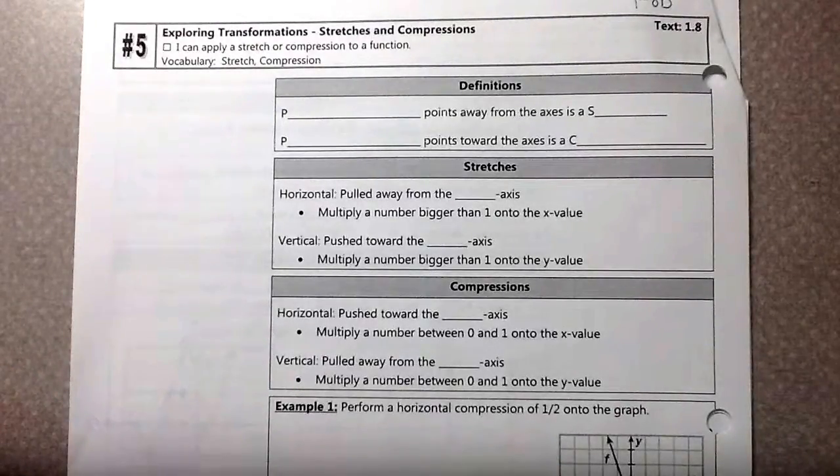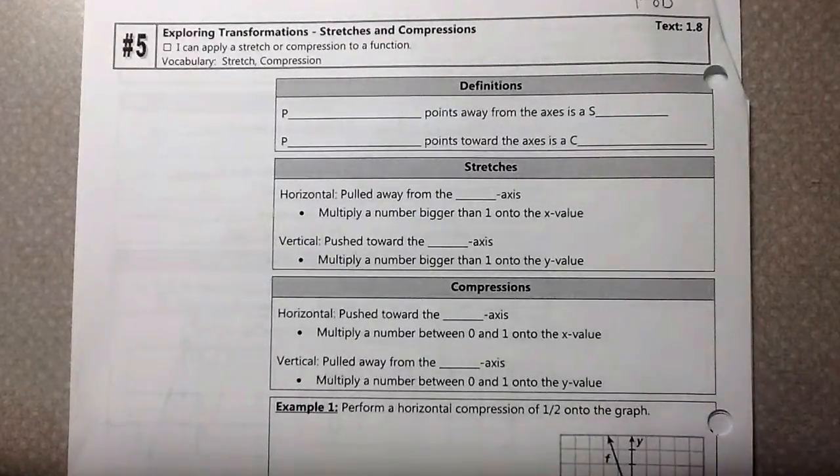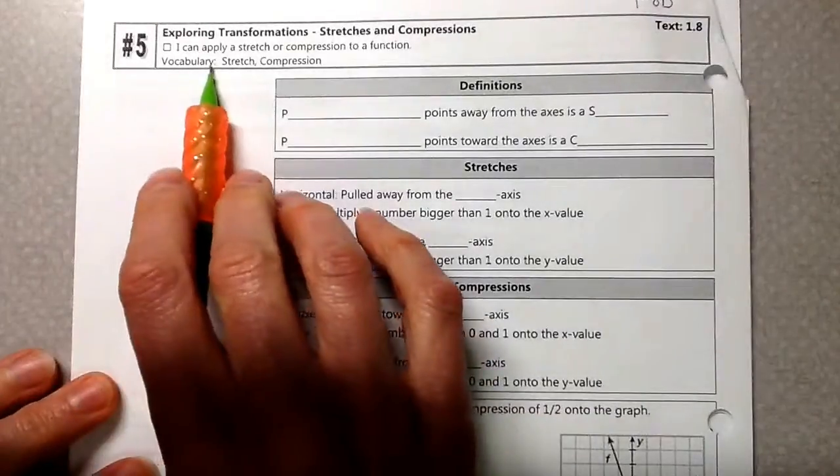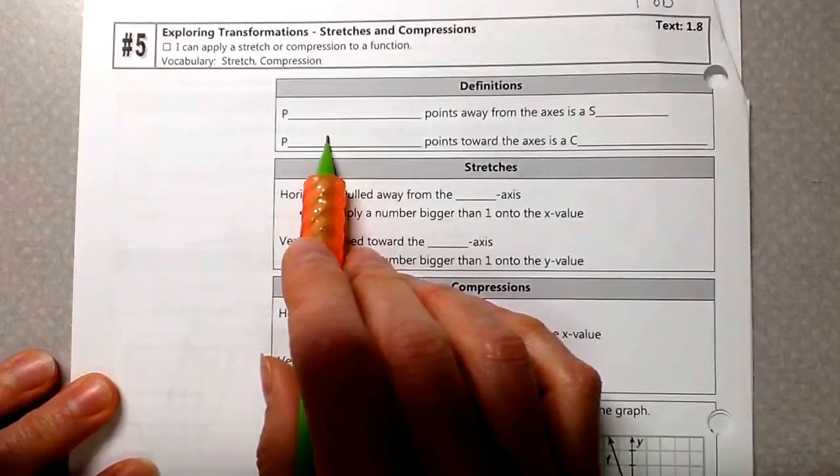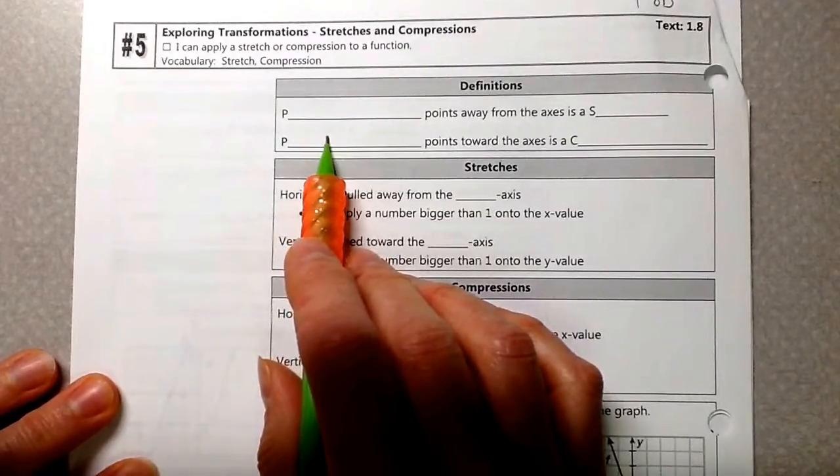Today we're going to go over section 1-8B. Yesterday we did reflections and translations. Today we're going to do stretches and compressions. With stretches and compressions, I want you to be able to stretch or compress a function. So let's first define what a stretch and compression is.